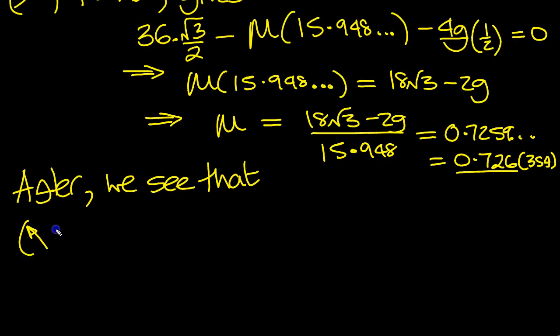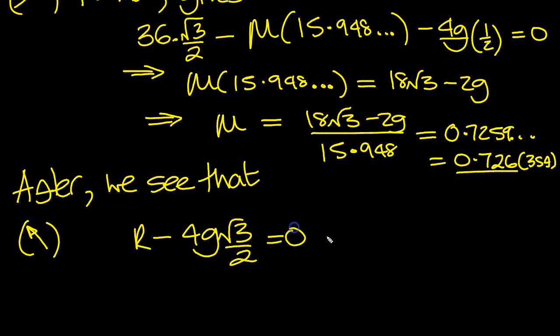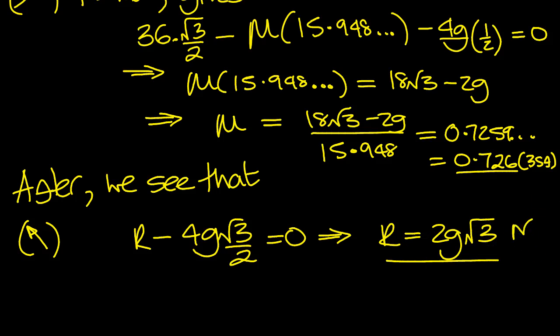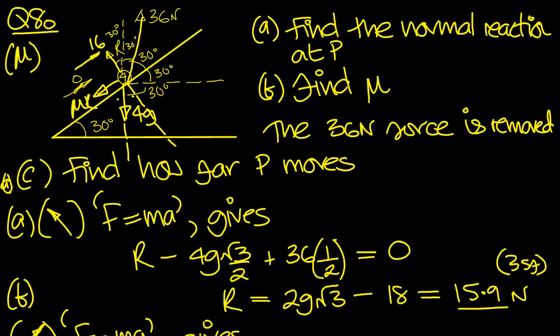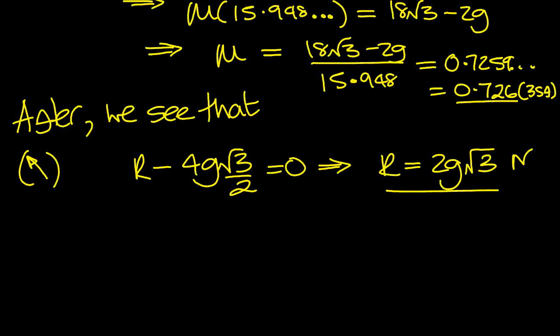So again, F equals ma. R minus 4g cos 30, root 3 over 2, equals 0. So that tells us R is equal to 2g root 3. So there's our reaction force, newtons. Let's just remind ourselves that that's the case. This has now disappeared, so we simply have R minus 4g resolving in this direction. 4g cos 30, which is 4g root 3 over 2, which is 2g root 3. So that's that one.